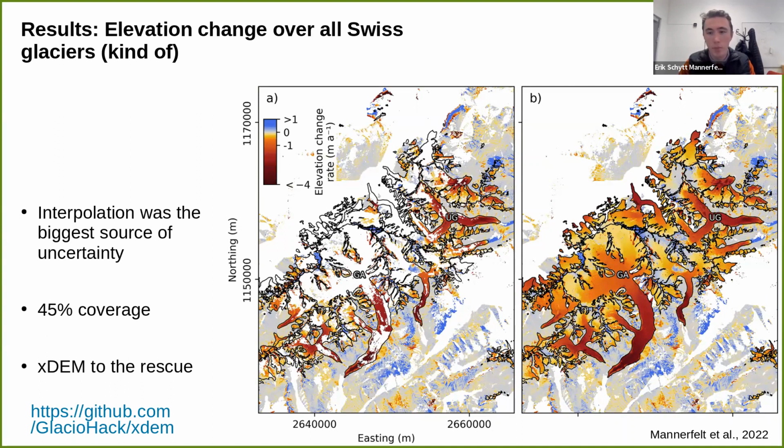We got about 45% coverage, which is good considering the age of the data, but it needed interpolation, of course. So we figured out this nice hypsometric interpolation approach, and we put it in this repository called XDAM that is now free for everybody to use if you're interested.